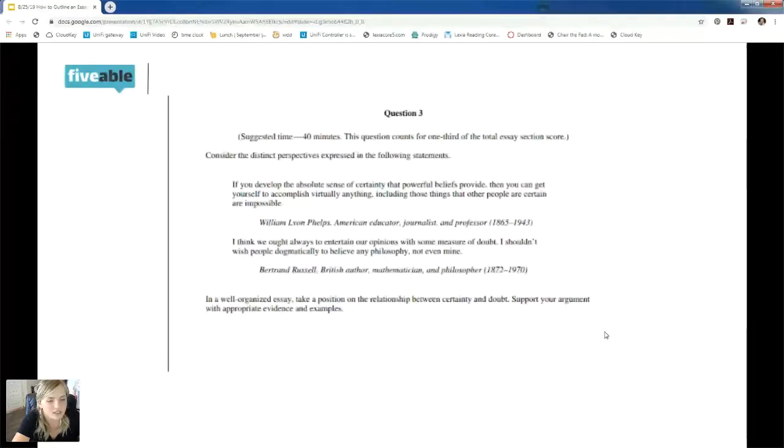Okay, question 3. So here's another prompt. This is an argument prompt. If you develop the absolute sense of certainty that powerful beliefs provide, then you can get yourself to accomplish virtually anything, including those things that other people are certain are impossible. And then: I think we ought to entertain our opinions with some measure of doubt. I shouldn't wish people dogmatically to believe any philosophy, not even mine. Then, in a well-organized essay, take a position on the relationship between certainty and doubt. Support your argument with appropriate evidence and examples.